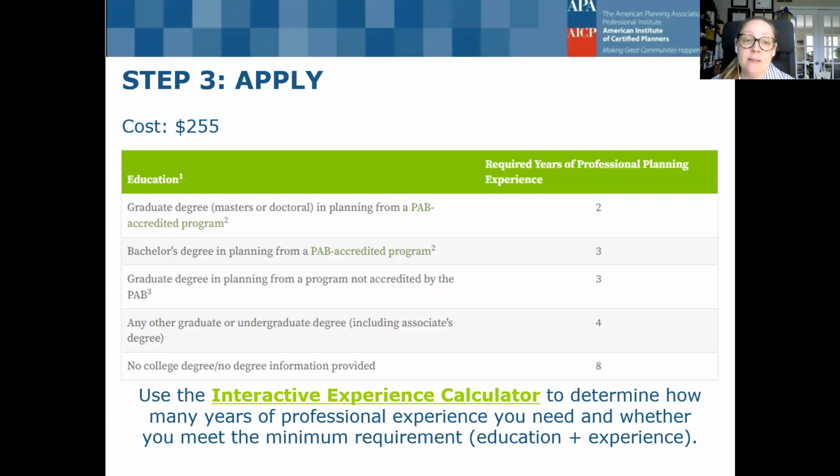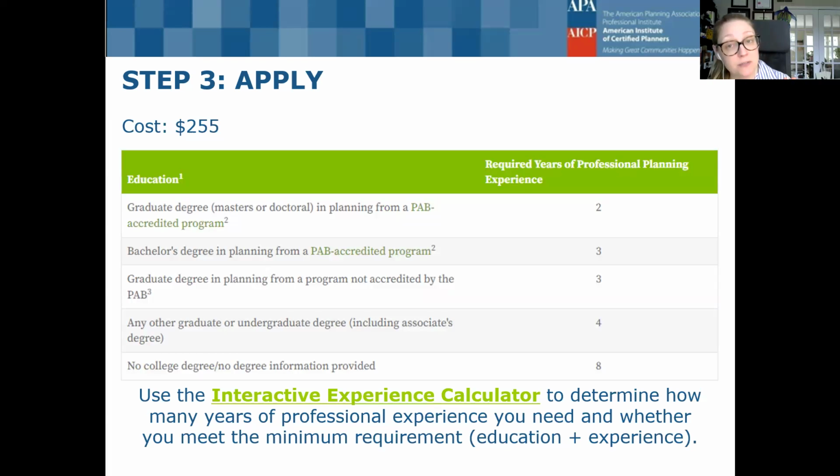So in step 3, this is the part I think that causes a lot of anxiety for folks. It's all online, like I mentioned, everything's online. It's like a series of mini essay questions to determine that you have the right qualifications and the right mind frame and the right experience that you qualify for AICP outside of the exam. So after you pass the exam is when you move on to step 3 and you apply.